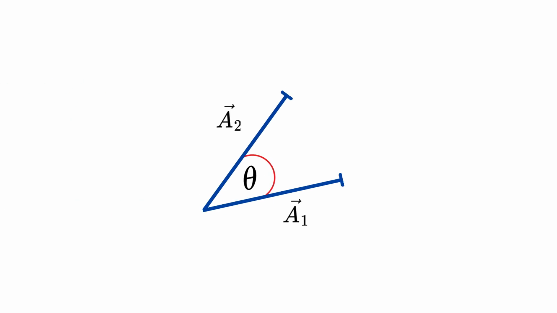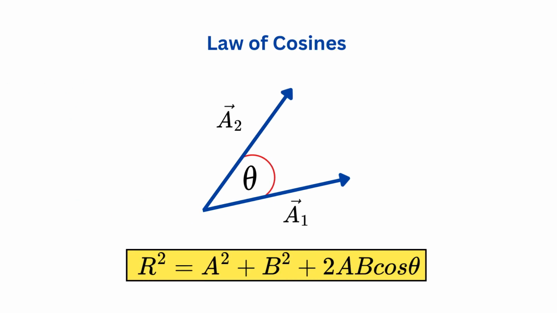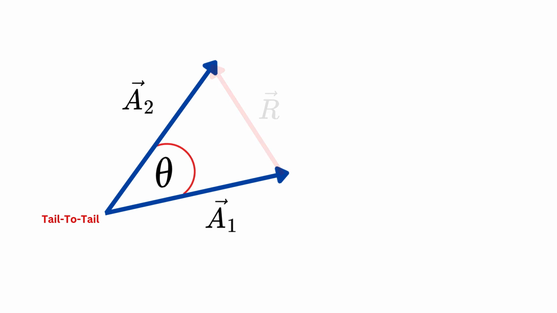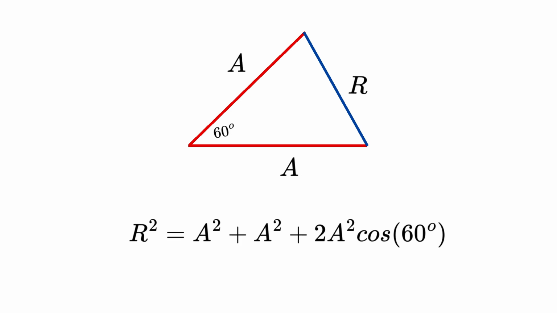To add two vectors at an angle, we use the law of cosines. This turns vector addition into a triangle problem. Place the two vectors tail to tail. The resultant vector connects the free ends. This forms a triangle with two equal sides and a known angle. Now the math becomes simple.